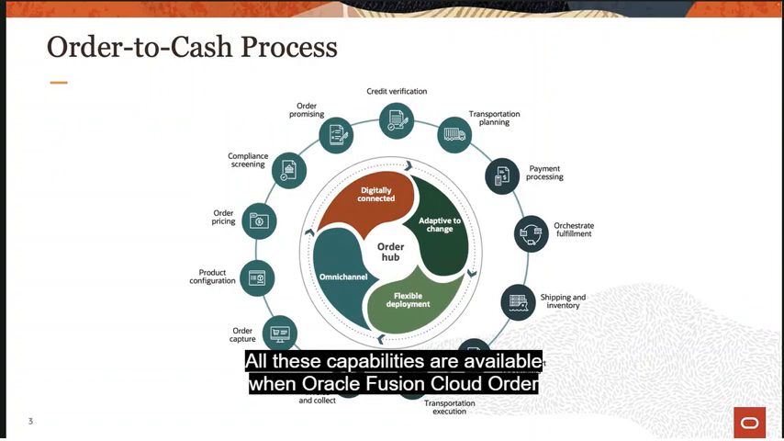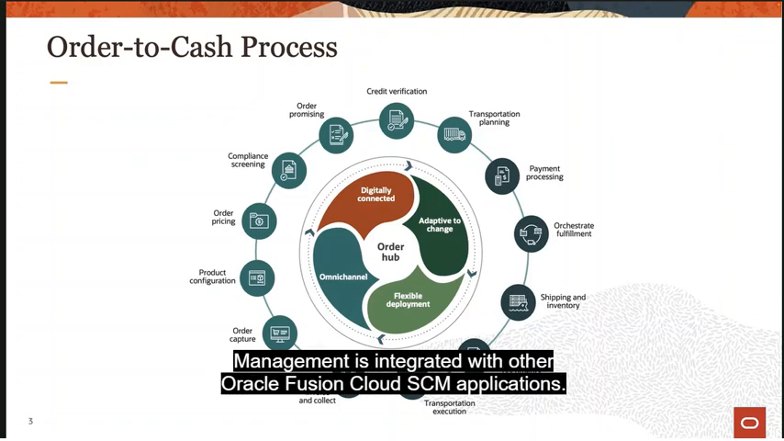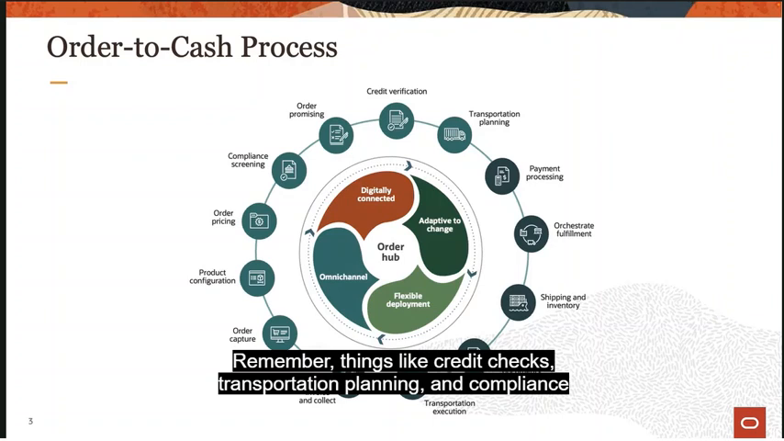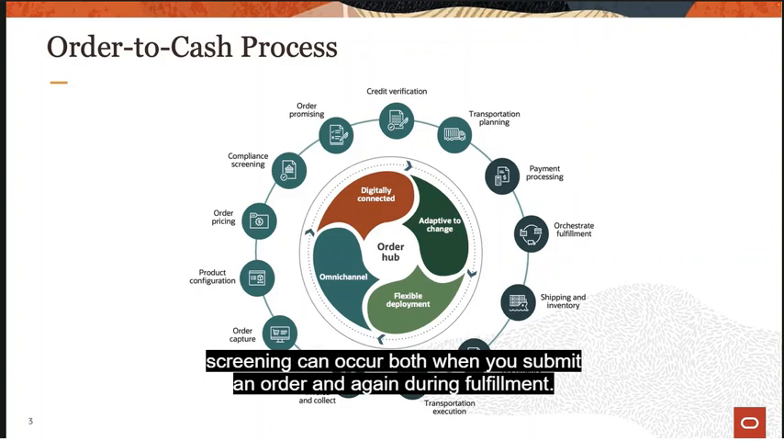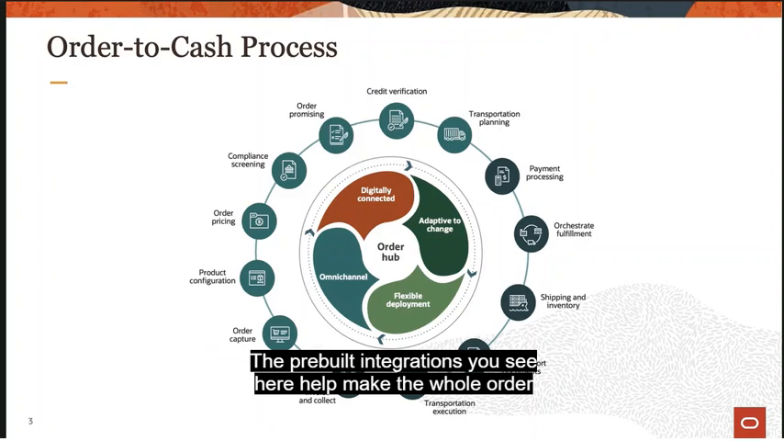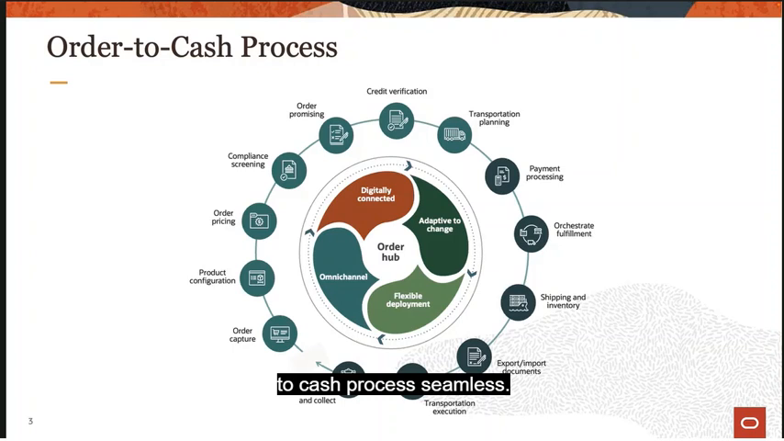All these capabilities are available when Oracle Fusion Cloud Order Management is integrated with other Oracle Fusion Cloud SCM applications. Remember, things like credit checks, transportation planning, and compliance screening can occur both when you submit an order and again during fulfillment. The pre-built integrations you see here help make the whole order-to-cash process seamless.